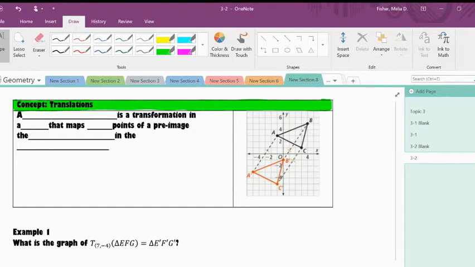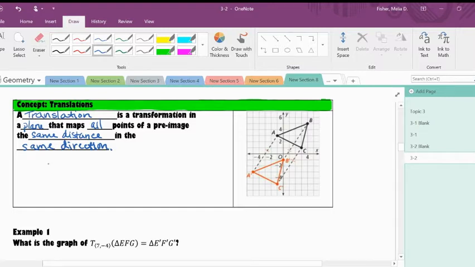A translation is a transformation in a plane that maps all points of a pre-image the same distance in the same direction. So this is kind of like a slide, just sliding the shape from one place to another.